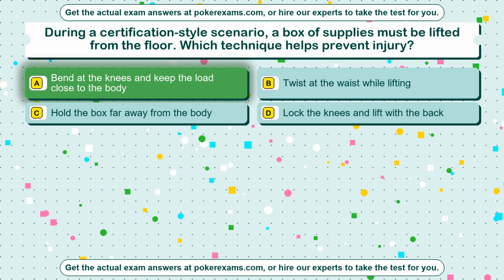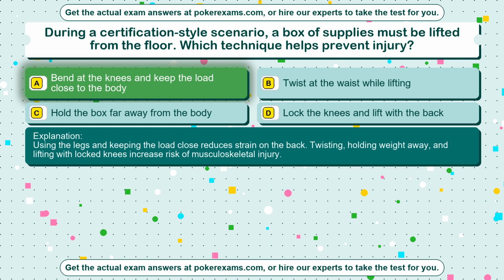The correct answer is option A, bend at the knees and keep the load close to the body. Using the legs and keeping the load close reduces strain on the back. Twisting, holding weight away, and lifting with locked knees increase risk of musculoskeletal injury.